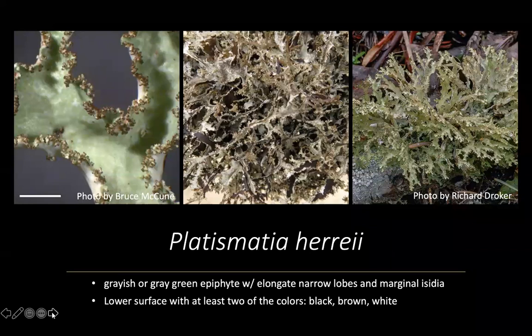Okay, another species in the same genus, Platismatia herrei. This one has elongate narrow lobes with marginal isidia. Whereas Platismatia glauca can have isidia on the lamina or the margins, this is really marginal. Here they are, these finger-like projections, shiny asexual reproductive structures on the margins of these narrow lobes. You can see it in this greenish color, and you could also see it looking more like a white or bone color with the black background. Again, the back can be a combination of black, white, and brown as well.